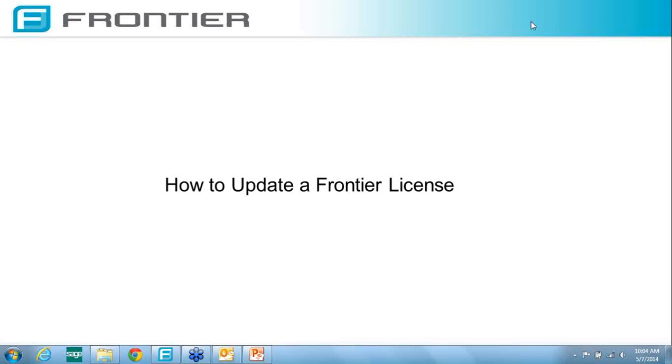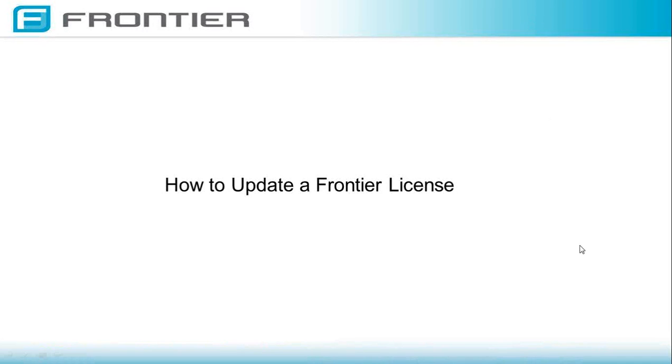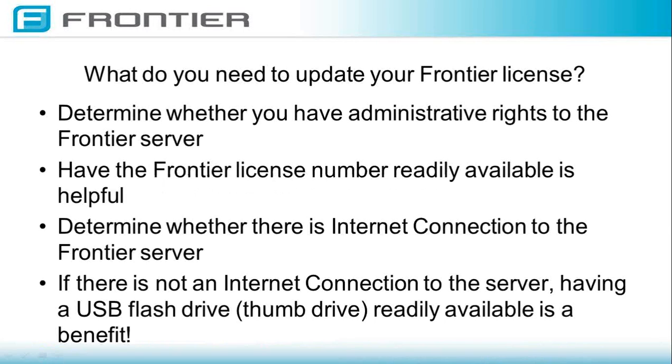Process, to actually update your Frontier license, what we'll need to do is make sure we understand if you have administrative rights to the Frontier server. We'll also need to ensure that you have the Frontier license number readily available. If you do, you can use that to input the information by hand or by copying and pasting. The other option is making sure whether you have an internet connection. Even if you do not have an internet connection, you can still update the Frontier license at the server itself.